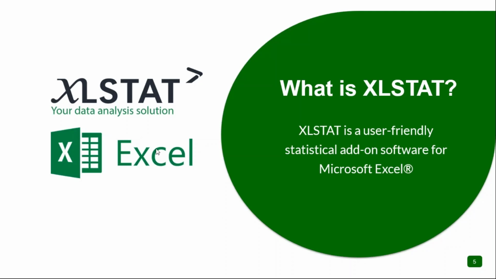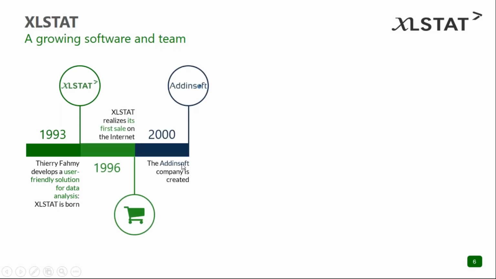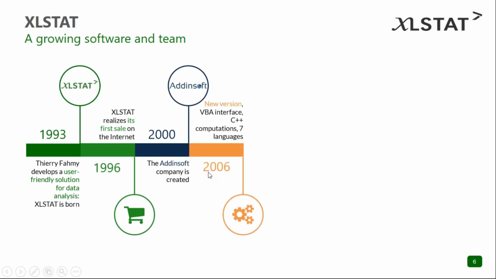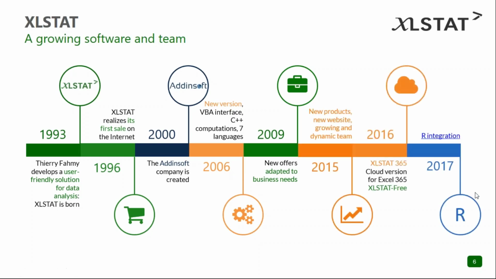Let me tell you a brief historical overview of XLSTAT before switching to XLSTAT-R. Everything started in 1993, the development. Then in 2000, the Addinsoft company, which currently develops XLSTAT, was created. And there have been many major developments since then until 2017. It was last December, actually, it's very recent. We have created the R integration in XLSTAT or in Excel. So now we're going to investigate this part of the timeline.